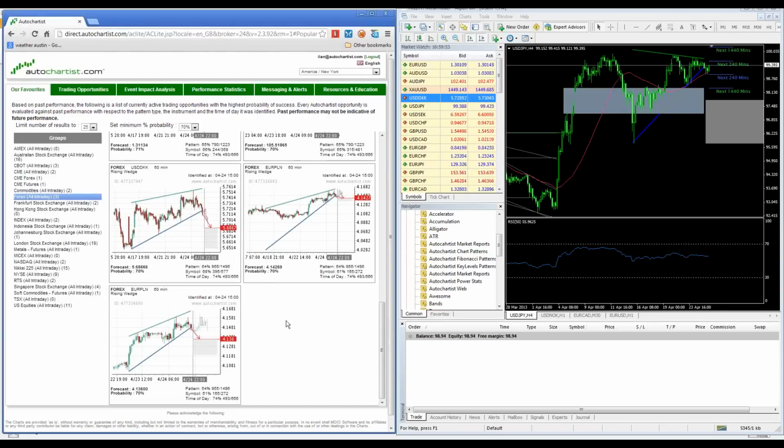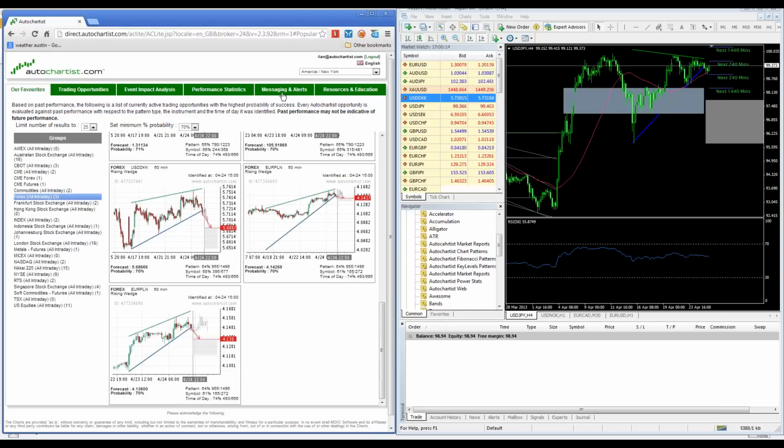Okay, so this is what I do. I'm actually a lazy guy like the rest of us, and I just look at the Our Favorites section unless it leaves me hollow and I haven't traded anything, and then I go scrounging around the trading opportunity section. Now, there is one part of Autochartist where we have done a lot of the work for you.